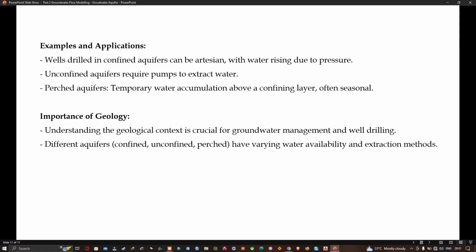So, the importance of geology. Understanding the geological context is crucial for groundwater management and well drilling. Different aquifers have varying water availability and extraction methods. In this video, we have gone through the groundwater aquifer and its classification.